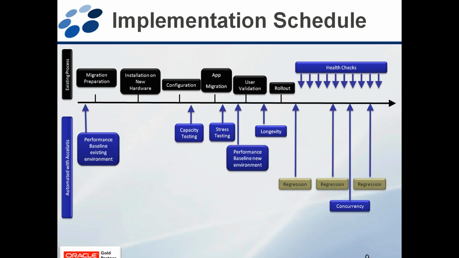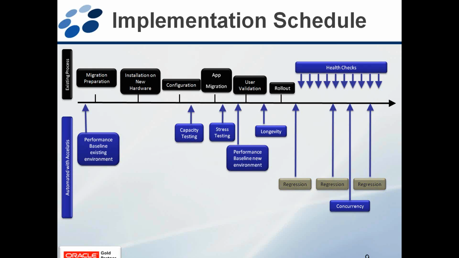Okay, so where regression testing fits in, this is a typical implementation schedule, very conceptual. As you can see, the black boxes are the different steps of an implementation, whether it's preparing, installing the software, configuring it, building your app, rolling out, and so on. The blue boxes are where performance testing can come into play, and you can see there's much more than stress testing involved. We can do baseline testing early on, capacity and stress testing as we get closer to the rollout. We can do performance comparisons, longevity testing, and so on.